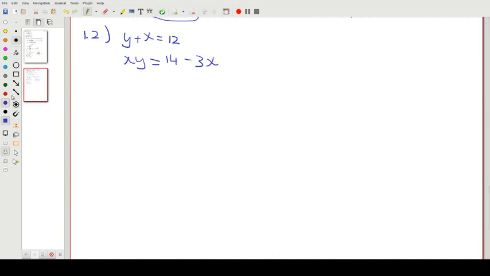Now, what I'm going to do is rewrite this one to become y equals 12 minus x. Doesn't matter if you get x or y by itself, but we do want one of them to be the subject, so we can replace that in the next equation. So I choose y to be my subject. So now in the second equation, instead of y, I'm going to write 12 minus x, equals 14 minus 3x. All I did was replace the y with what y actually is, 12 minus x.